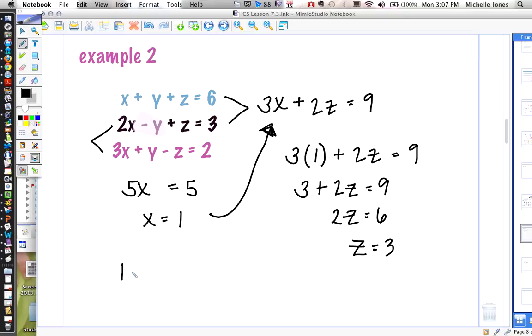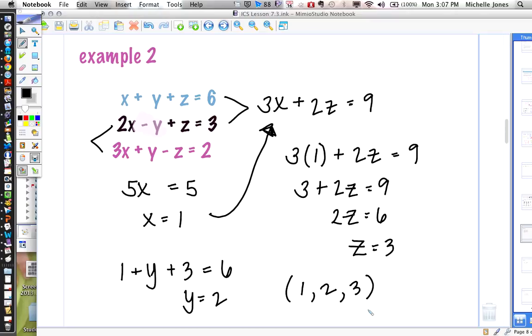I'm kind of liking number 1, the blue. X plus y plus z equals 6. So 4, subtract 4 from both sides, so y equals 2. So your answer is x, comma y, comma z: 1, 2, 3. Awesome.